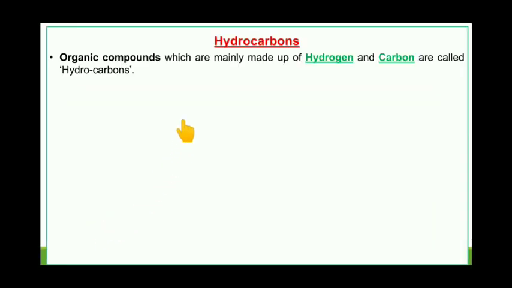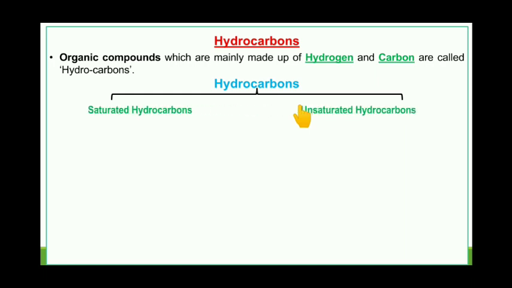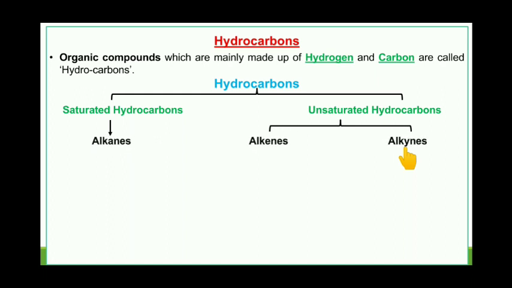Hydrocarbons. The organic compounds which are mainly made up of hydrogen and carbon are called hydrocarbons. Hydrocarbons are classified into two groups: saturated hydrocarbons and unsaturated hydrocarbons. Let's study them in detail. The saturated hydrocarbons are further classified as alkanes, while unsaturated hydrocarbons have two families, alkenes and alkynes. Now let us define these families of hydrocarbons.